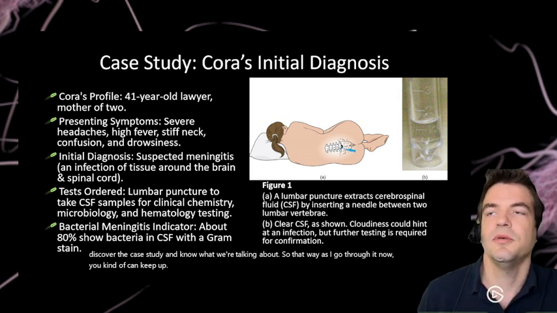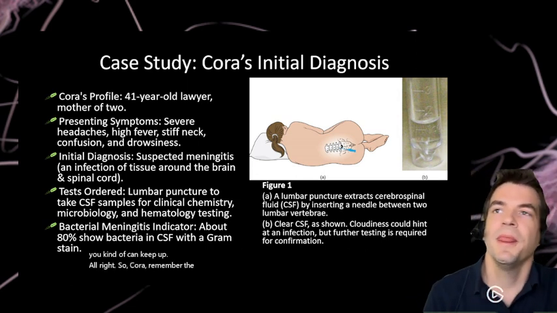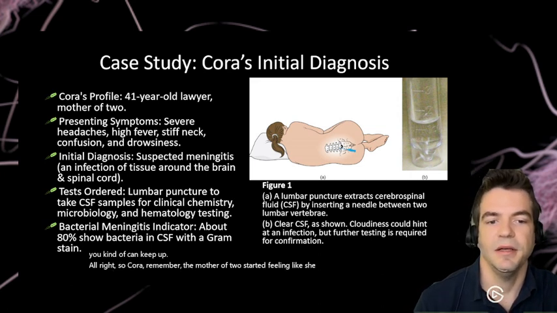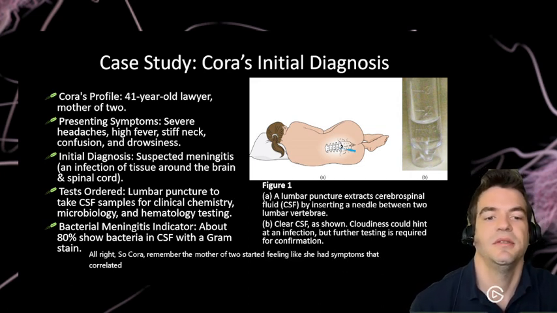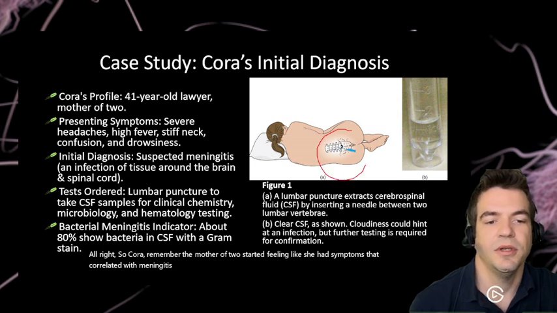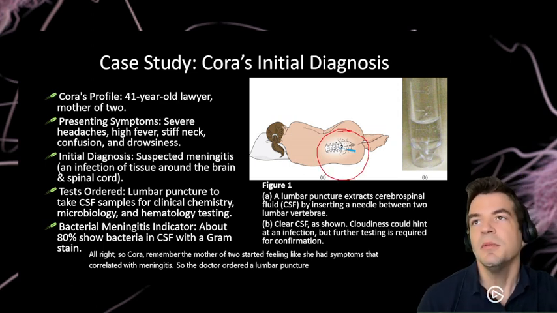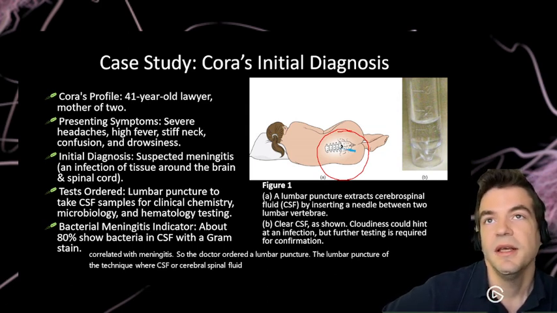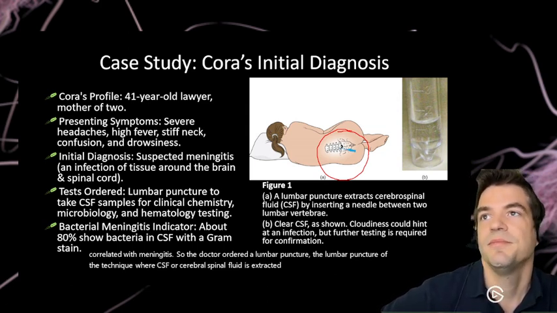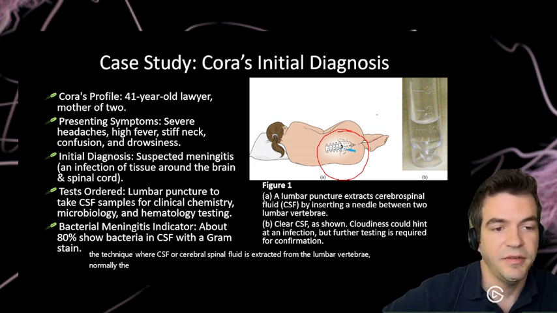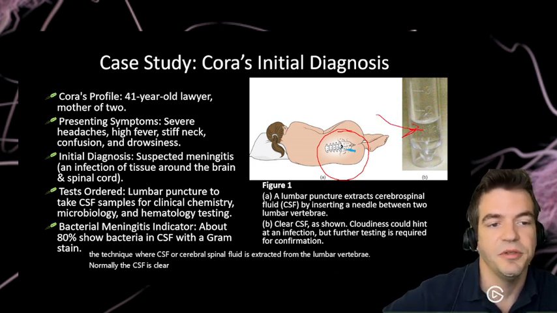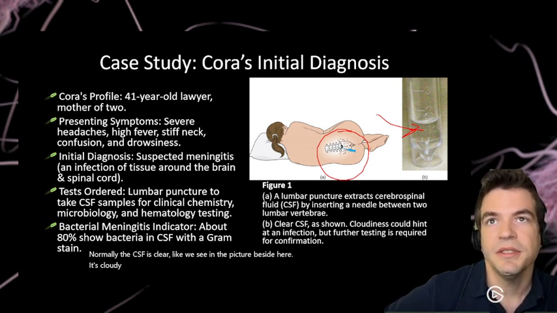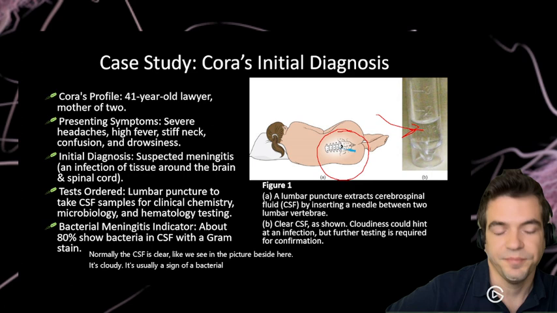All right, so Cora, remember, the mother of two, started feeling like she had symptoms that correlated with meningitis. So the doctor ordered a lumbar puncture. The lumbar puncture is a technique where CSF, or cerebrospinal fluid, is extracted from the lumbar vertebrae. Normally, the CSF is clear, like we see in the picture beside here. If it's cloudy, it's usually a sign of a bacterial infection.